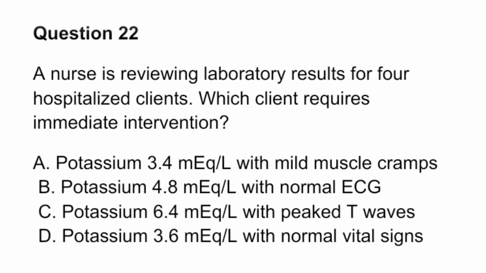Question 22. A nurse is reviewing laboratory results for 4 hospitalized clients. Which client requires immediate intervention? A. Potassium 3.4 milliequivalents per liter with mild muscle cramps. B. Potassium 4.8 milliequivalents per liter with normal ECG. C. Potassium 6.4 milliequivalents per liter with peaked T waves. D. Potassium 3.6 milliequivalents per liter with normal vital signs.